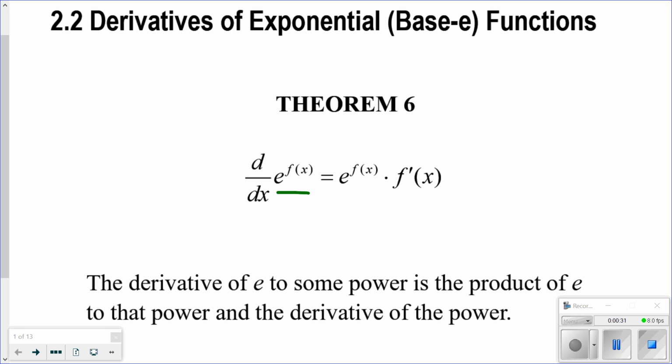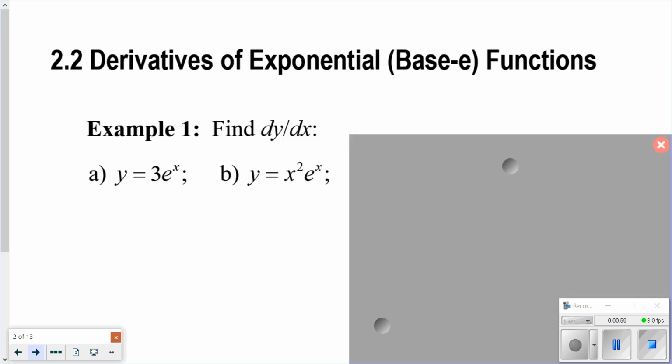Okay, so the way we do that, write the function exactly as it appears. Don't change anything, and then multiply it by the derivative of the exponent. The derivative of e to some power is e to some power times the derivative of the power. Okay, so you write it exactly as it appears first, and then multiply by the derivative of the exponent. So let's look at some examples.